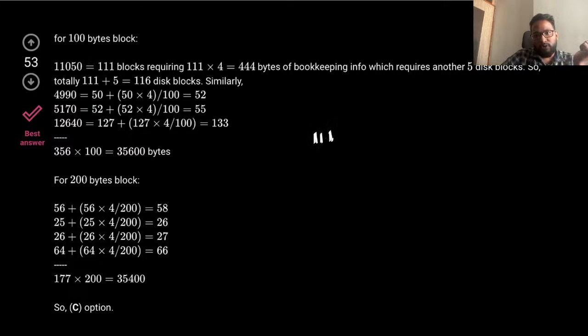So 111 blocks you need for the file only, and apart from these 111 blocks, you need 444 bytes, which is equivalent to 5 blocks. So basically, just to store this file, you need 116 blocks, right? Similarly, just to store this file, you need these many blocks. It is a very aptitude kind of question. You can solve it. I hope that's fine.